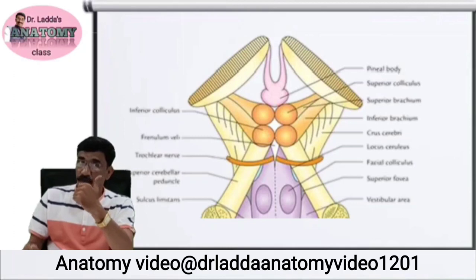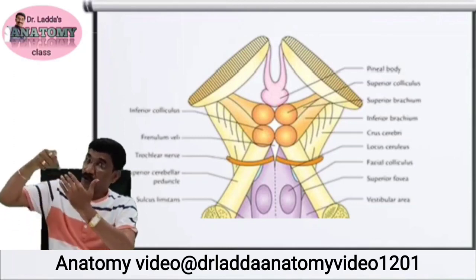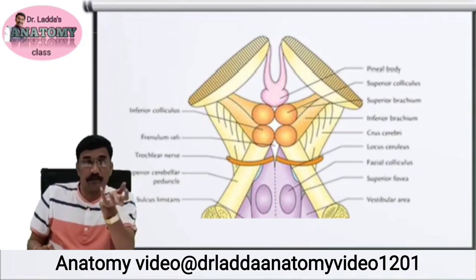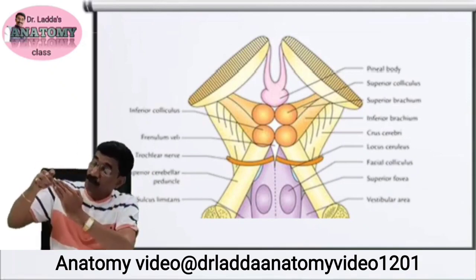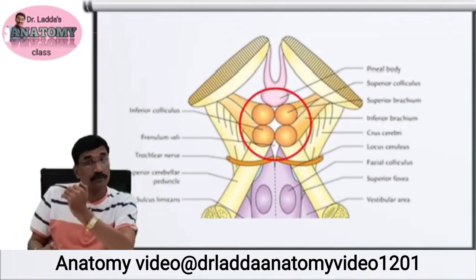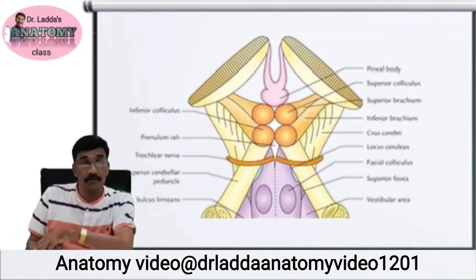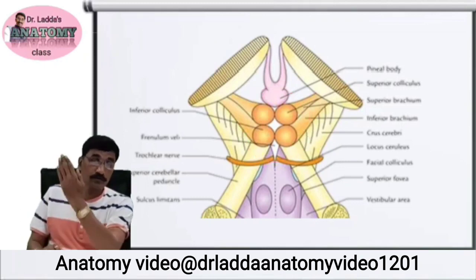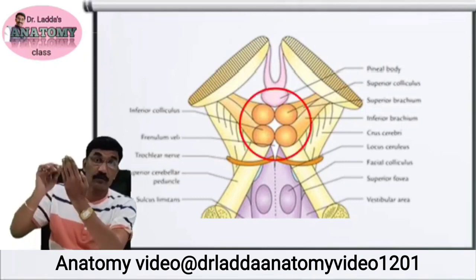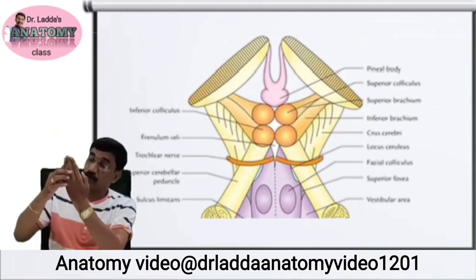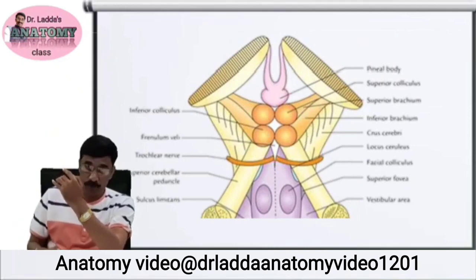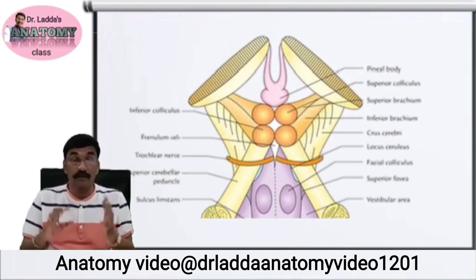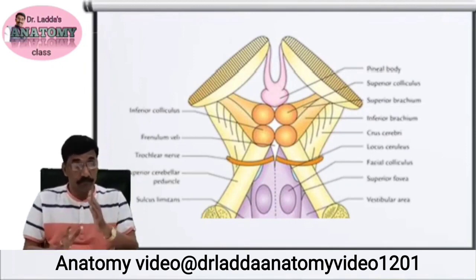In the last video, we talked about the posterior aspect of the brainstem, while discussing the external features. At the posterior aspect there are four rounded structures, and those are called colliculi. A single one is a colliculus. The upper two rounded portions are called superior colliculi, whereas the lower two are called inferior colliculi. These superior and inferior colliculi are concerned with hearing and vision.